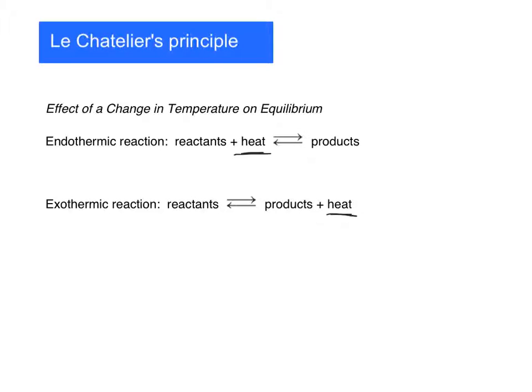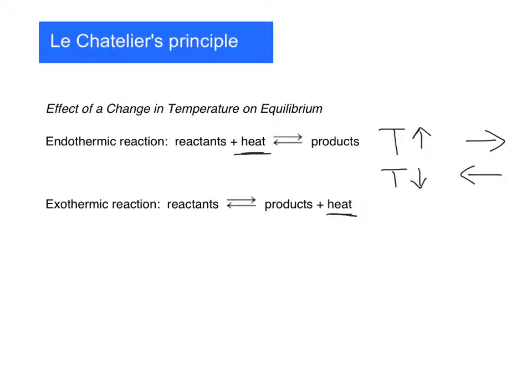So if you were to increase the temperature for an endothermic reaction, so if T goes up for an endothermic reaction, then that's going to be like adding reactant. So we need to get rid of that heat, and so that will shift the equilibrium to the right. Okay? If for an endothermic reaction we decrease the temperature, that's like removing a reactant, and so we would make more reactant to compensate for that.